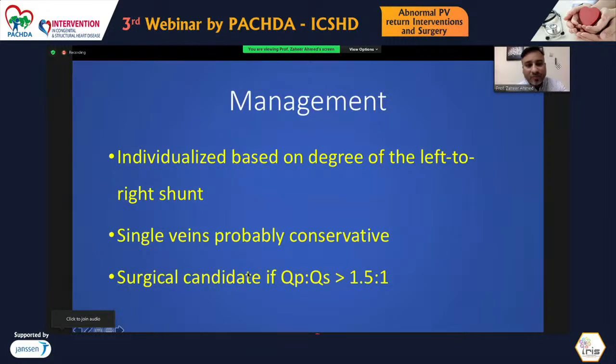In terms of management, it depends on the degree of left to right shunt. Usually if it's an isolated single pulmonary vein, then probably you can leave them alone. You can always do an MRI to determine Qp:Qs, and if it's more than 1.5:1, then they qualify as a surgical candidate.